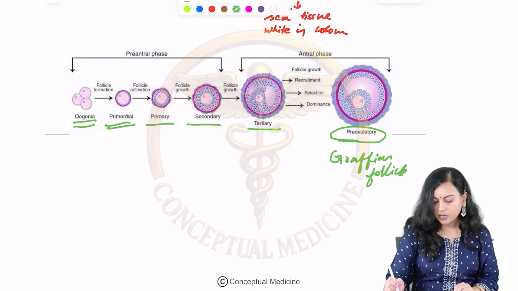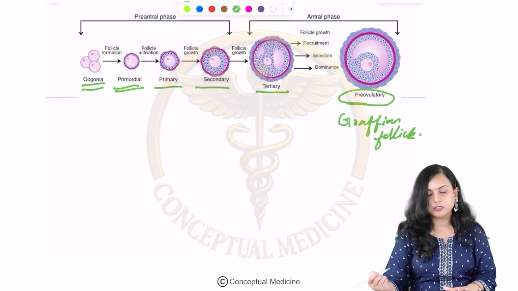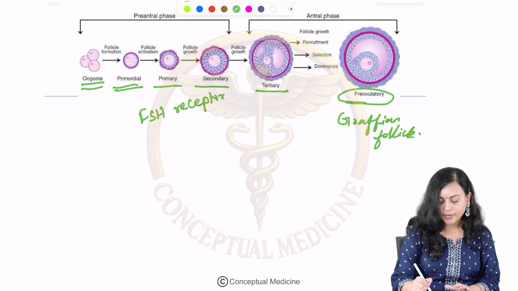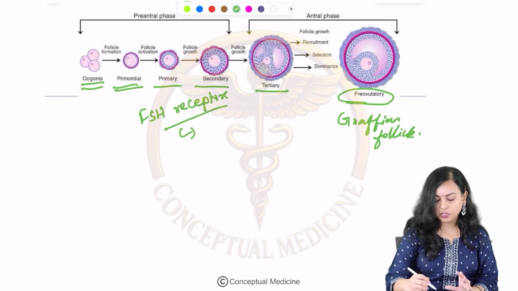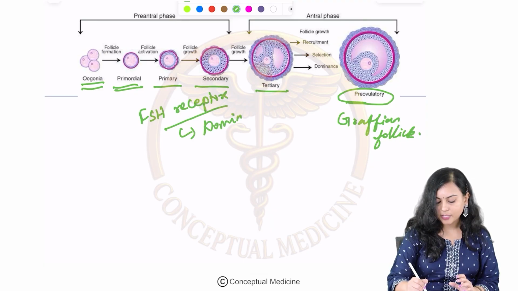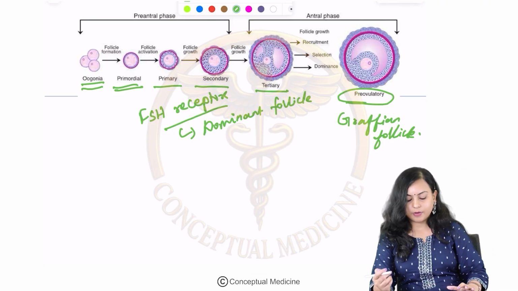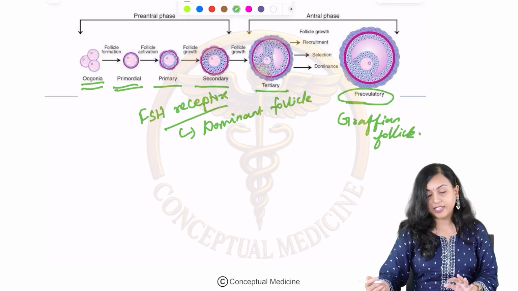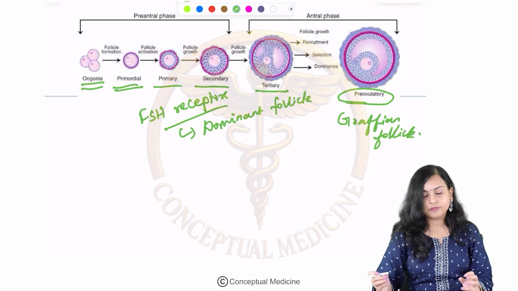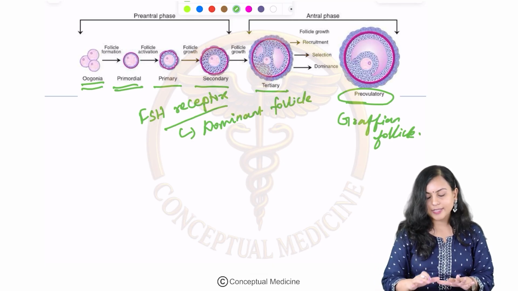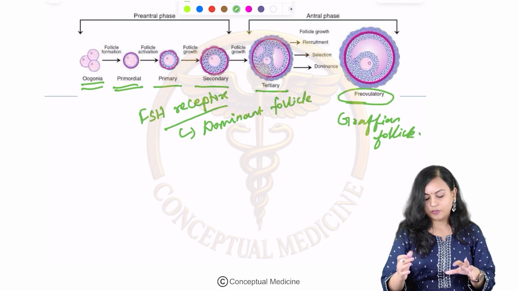If you ask me, ma'am, how is the follicle to be ovulated selected? It is basically dependent upon the FSH receptors. So, the follicle with the maximum number of FSH receptors becomes the dominant follicle, and the other follicles which do not have so many FSH receptors will go for degeneration, and only this follicle persists and grows. Okay.